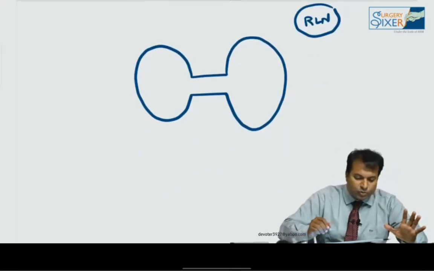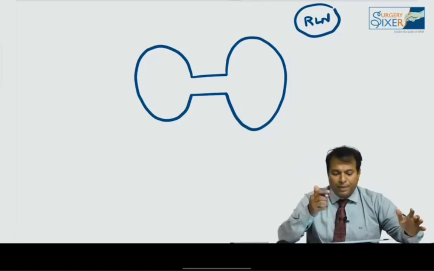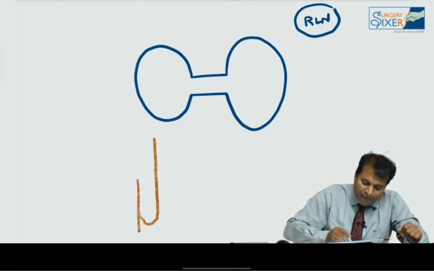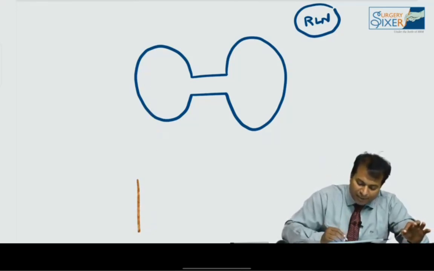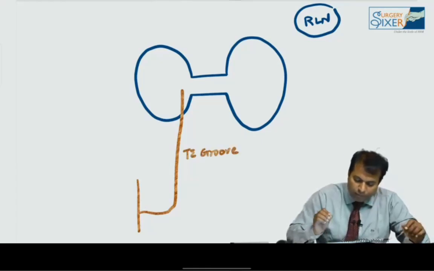So, recurrent laryngeal nerve. I have not yet started the thyroid surgery proper. I am discussing only the basics of anatomy, the nerves, artery, vessels, etc. Now, the recurrent laryngeal nerve, I told you it comes from the vagus nerve. It recurs and comes up like this. As it comes up, it usually runs in the tracheoesophageal groove. Please remember, it runs in the tracheoesophageal groove.